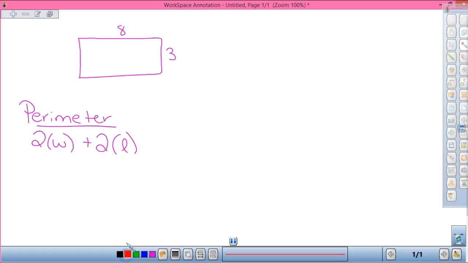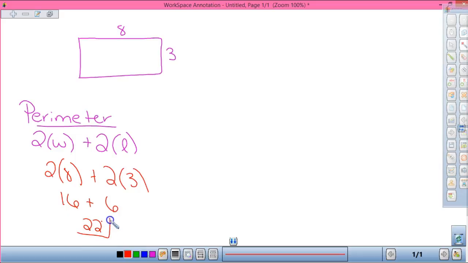Okay, so in this case, 2 times, what is my width? 8 plus 2 times, what's my length? And if you flip-flop it around, that's fine. So 2 times 8? 16 plus 6 is 22. I can't count. Or you can add up all the sides, yes. Yep, adding up all the sides works as well.